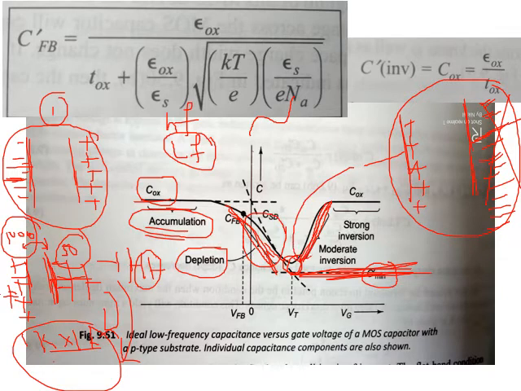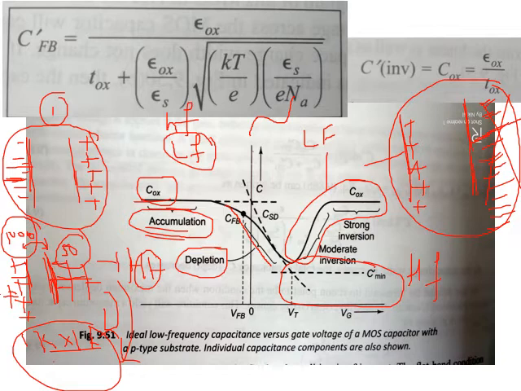So this part of the graph is for low frequency. Let me erase it so that it is visible. Here this part of the graph is for low frequency, and this part of the graph is for high frequency. Understood? Yes or no?